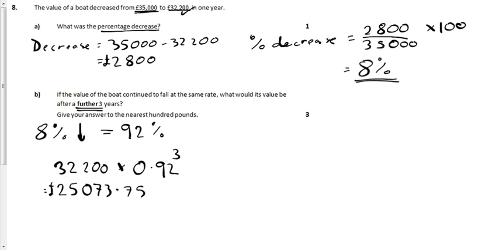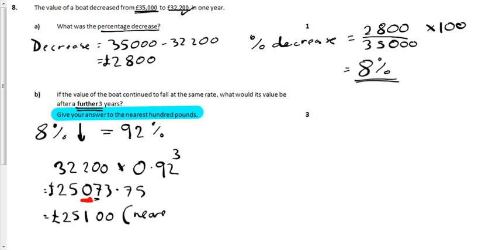But going back to read the question, I'm getting a mark for my rounding here because it actually states to the nearest £100. So to the nearest £100, well, I've got 25,000, 0 hundreds, but the 70 would force me to round up. So 25,100 pounds to the nearest £100.